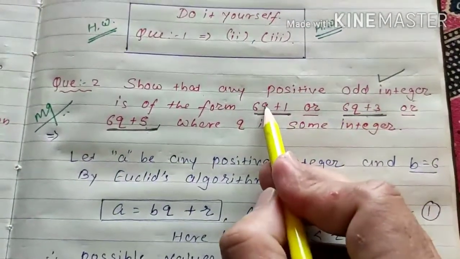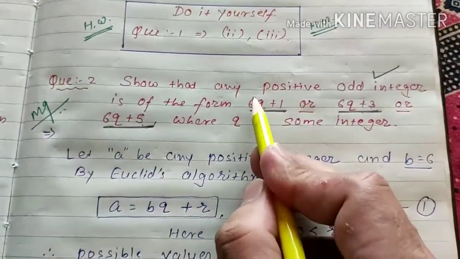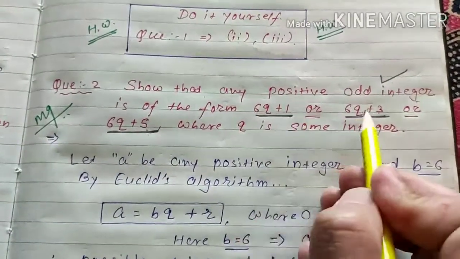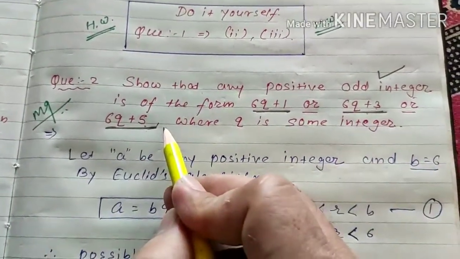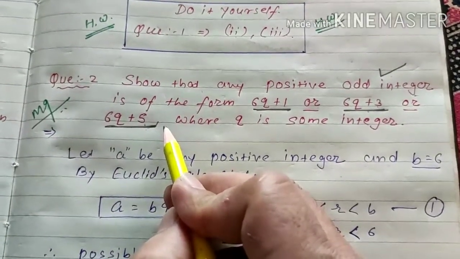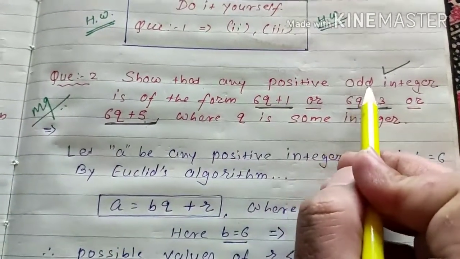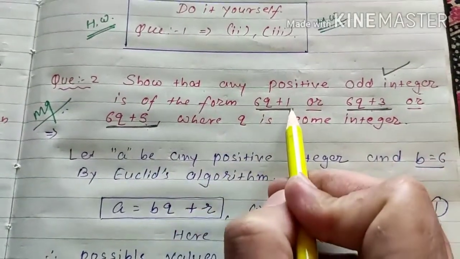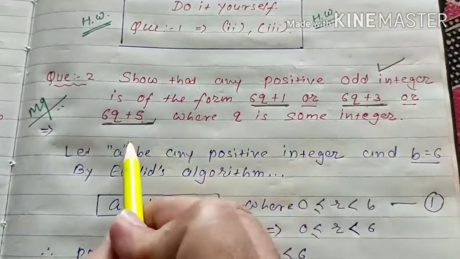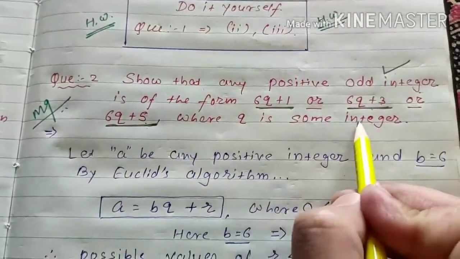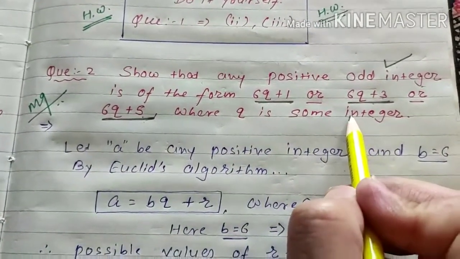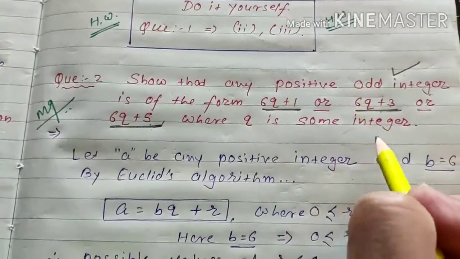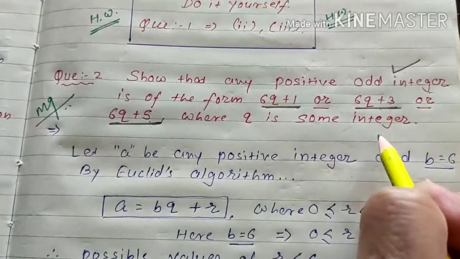Here it is given 6q. 6q means a multiple of 6. It is always an even number, right? But if you add odd numbers, you will definitely get an odd number, and that we have to prove: that any positive odd integer is of the form 6q plus 1 or 6q plus 3 or 6q plus 5, where q is some integer. There are many methods for this sum. We will go with the simple method so you can easily understand.